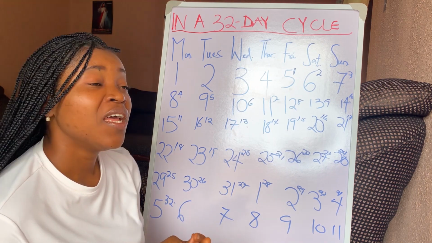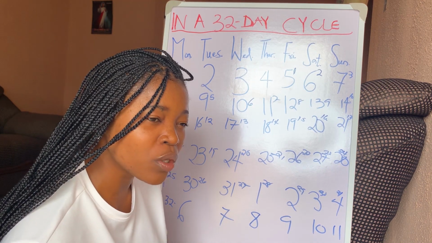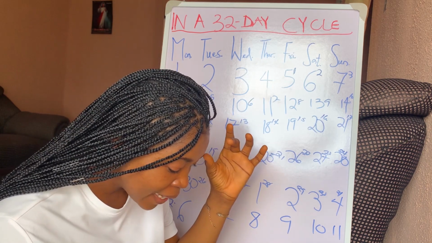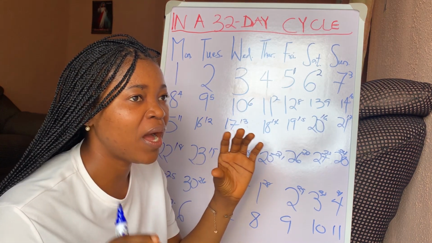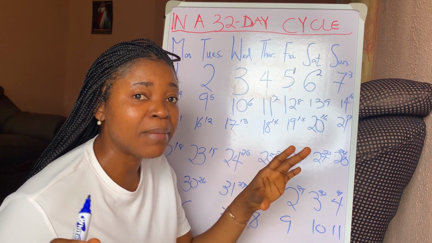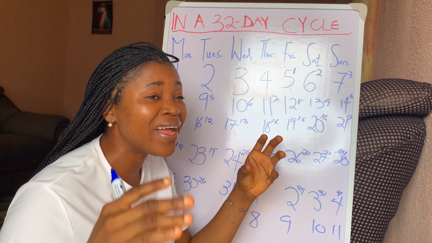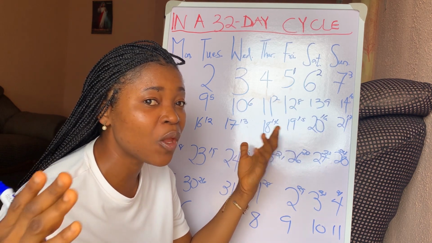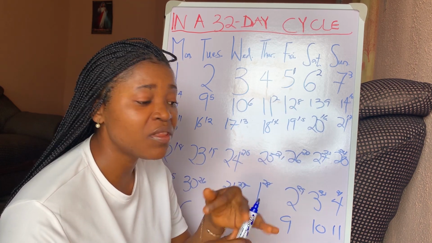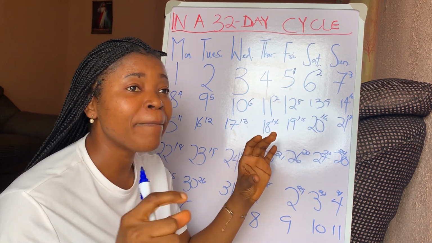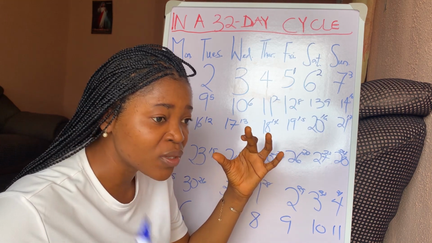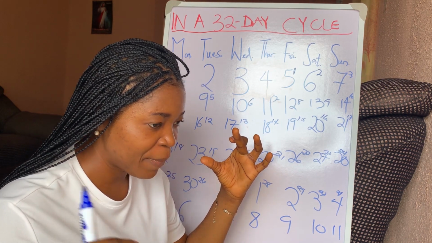So now, no matter the length of your cycle, every woman ovulates 14 days before her menstrual period. I don't know if you understand what I mean. Whether you have a 22-day cycle, because most times menstrual cycle varies between 22 and 40 days, some people go as long as 40 days, so whether you have a 22-day, 27-day, 28-day or 32-day cycle, every woman will still ovulate 14 days before her next menstrual period.